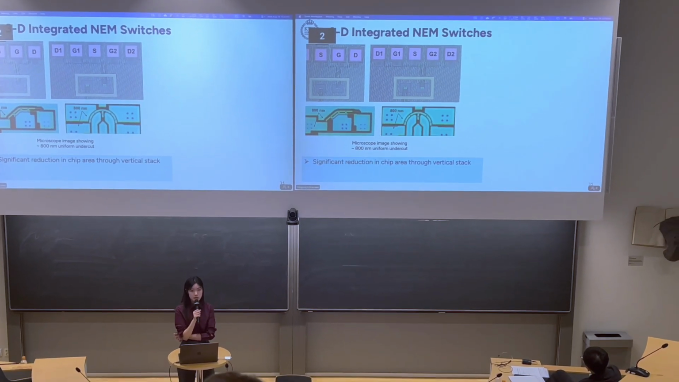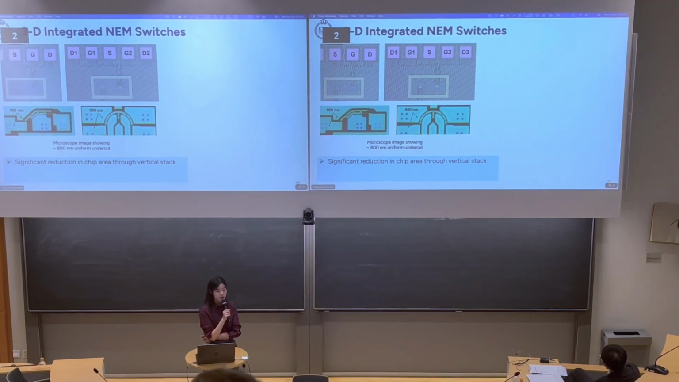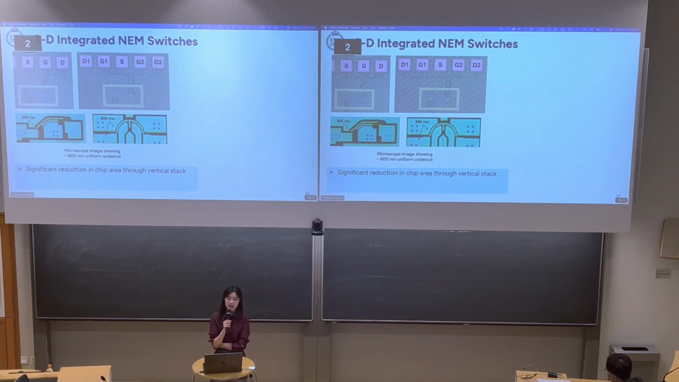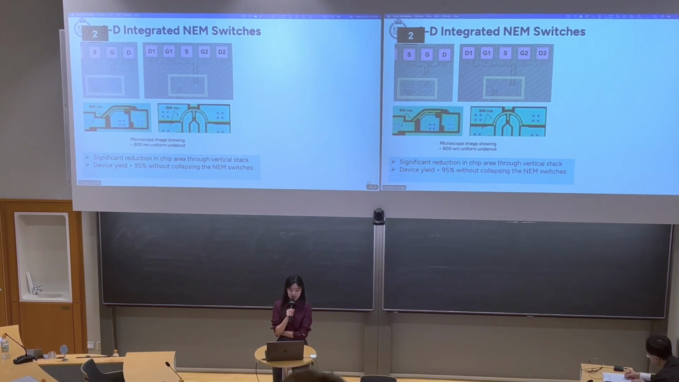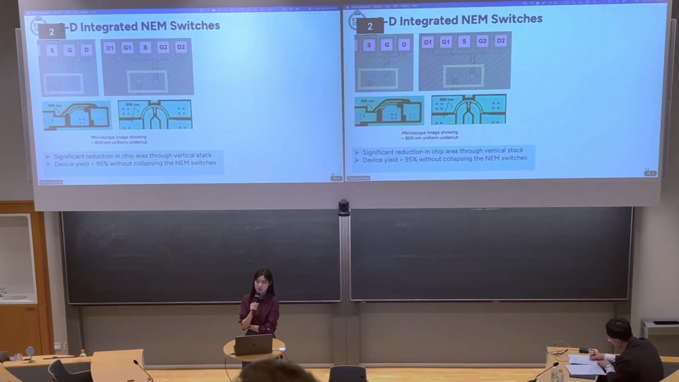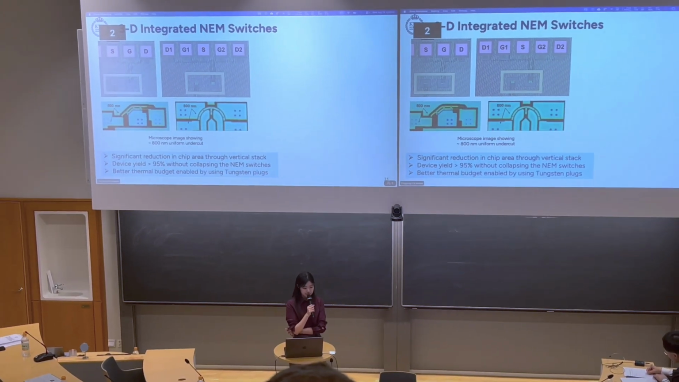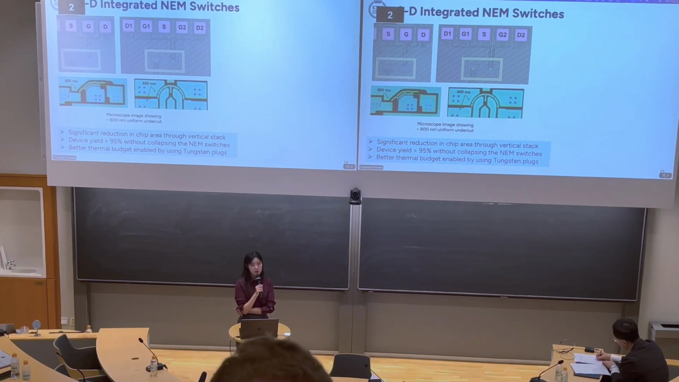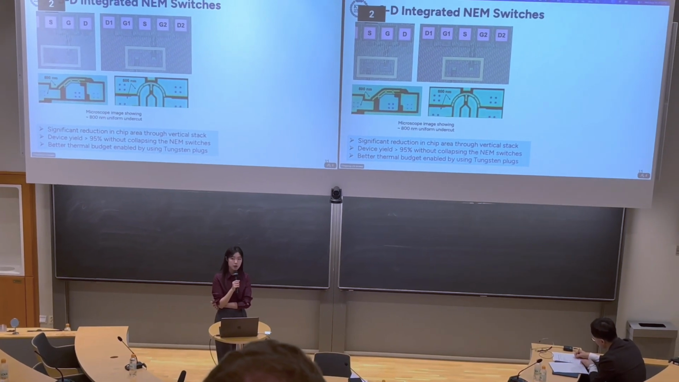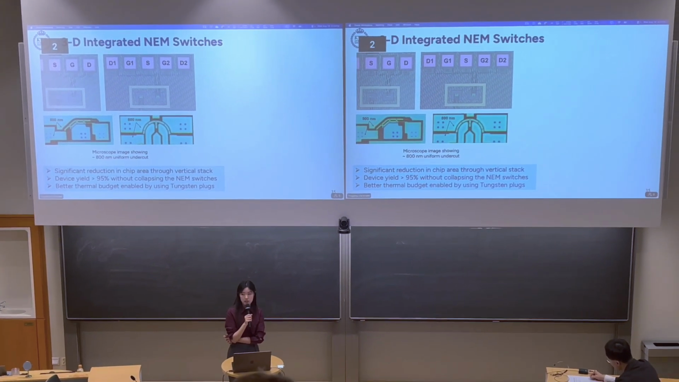So this integration approach can give us significant reduction in chip areas through this vertical back-end-of-line stacking. And also with the two-step release, we have a device yield of more than 95% without collapsing the NEM switches. And also now we change the back-end-of-line metal from aluminum to tungsten, so we have a better thermal budget.